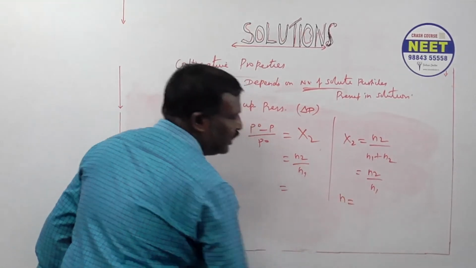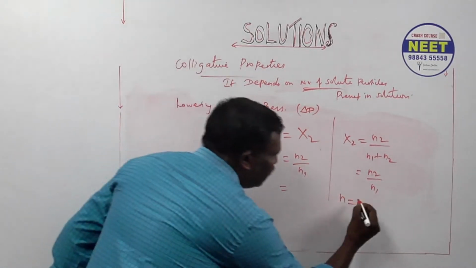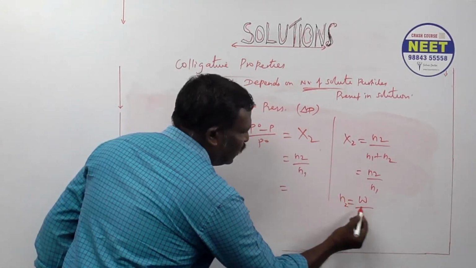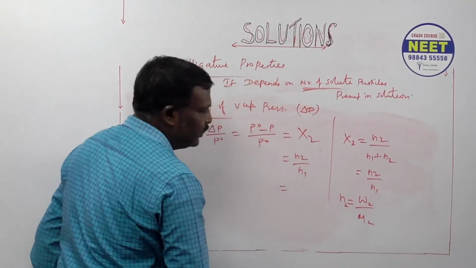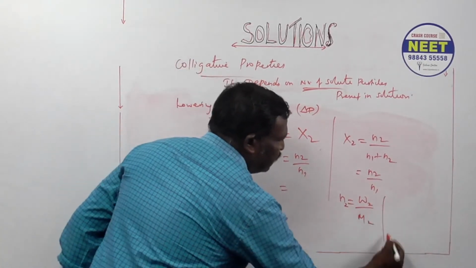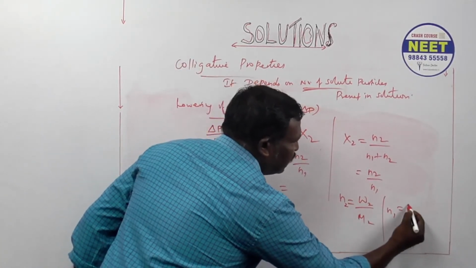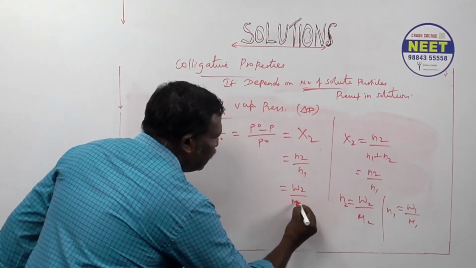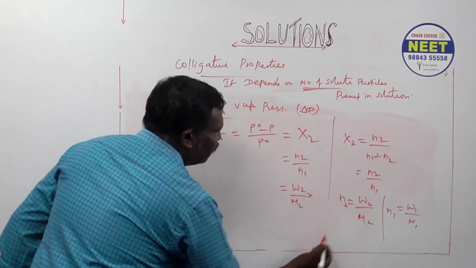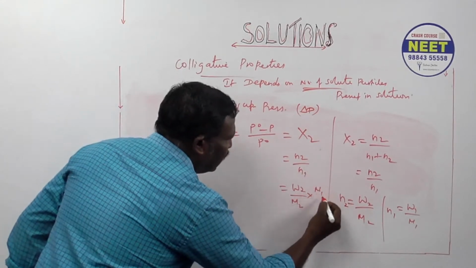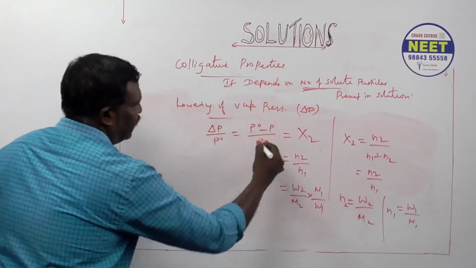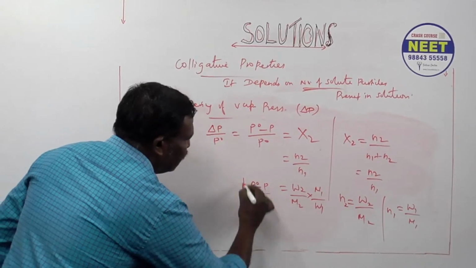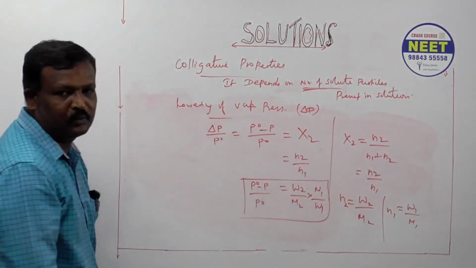N means what? Number of moles. Number of moles, what's the formula? Mass by molar mass. Understood? N2 is W2 by M2, here also put 2. So substitute here. Similarly, N1 is equal to W1 by M1. So what? W2 by M2 into M1 by W1. Don't worry about that. This formula only, just memorize. That's all. This is the final formula. Understood?